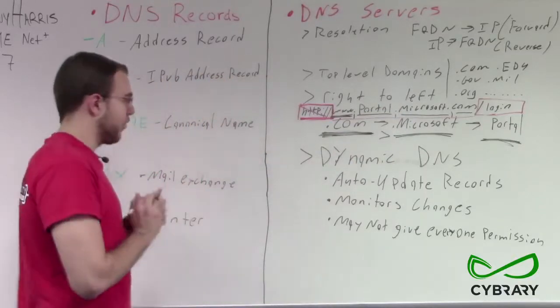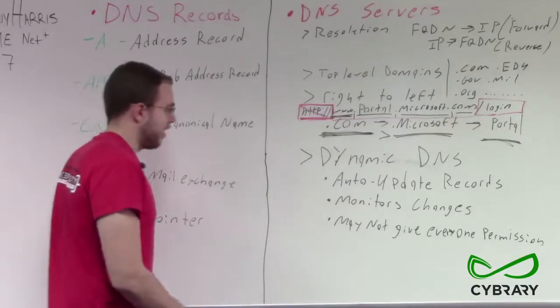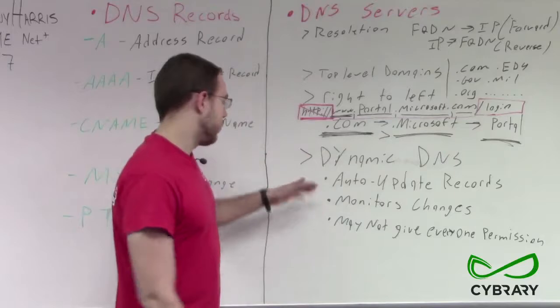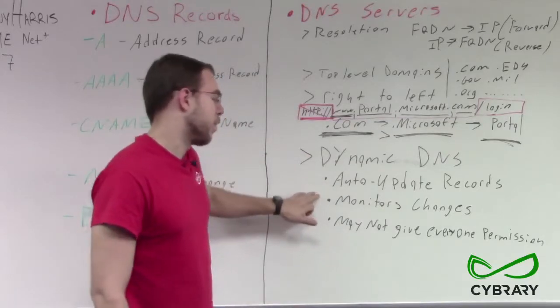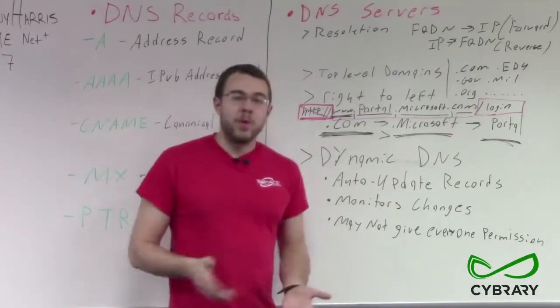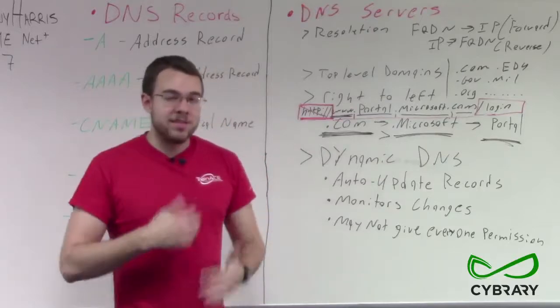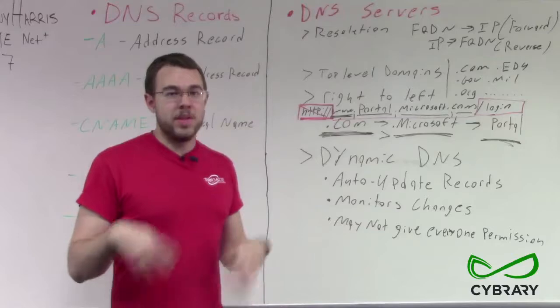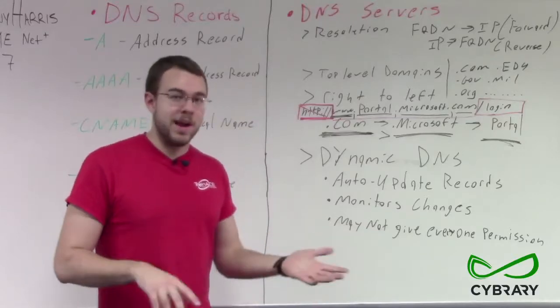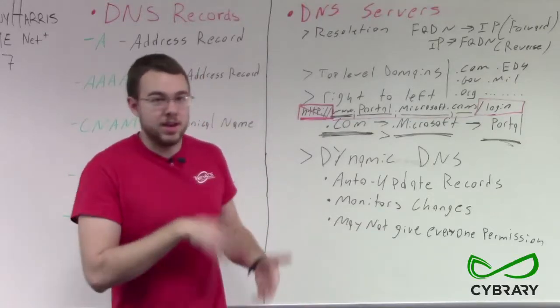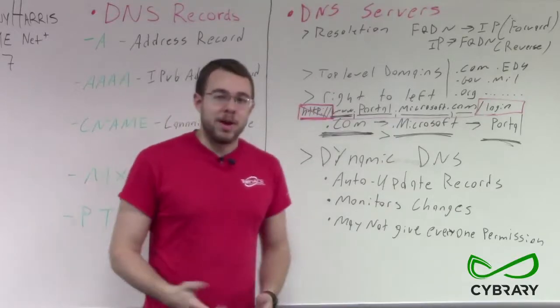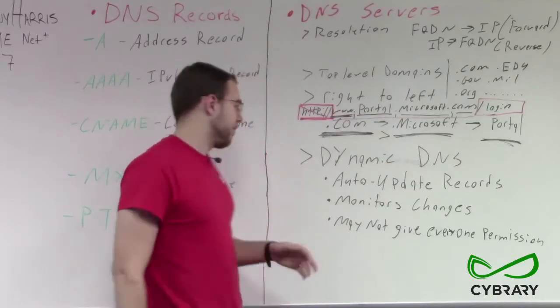Now, our DNS servers can provide us with dynamic DNS. Dynamic DNS versus static would be an auto-updating of our records. Our DNS records are the information inside of our DNS servers that's configured with what goes where, the information to allow us to resolve fully qualified domain names to IP addresses, and the reverse. Our dynamic DNS will automatically update those records, so we don't have to manually change things.